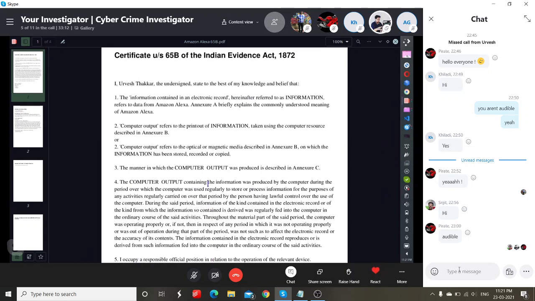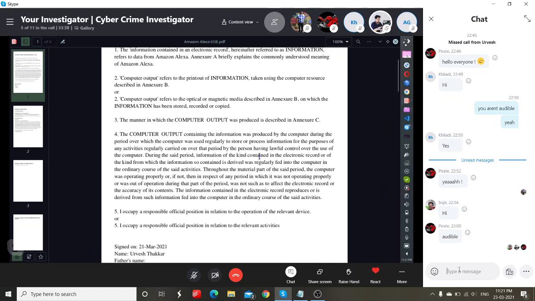Computer output refers to the printout of information taken using the computer resource described in Annexure B, or computer output refers to the optical or magnetic media described in Annexure B, where the hash values will be provided in this certificate, on which the information has been stored, recorded or copied. The manner in which the computer output was produced is described in Annexure C.